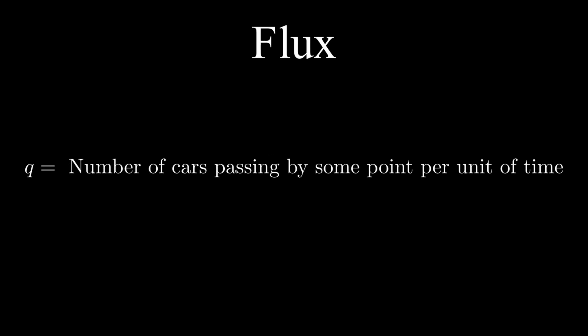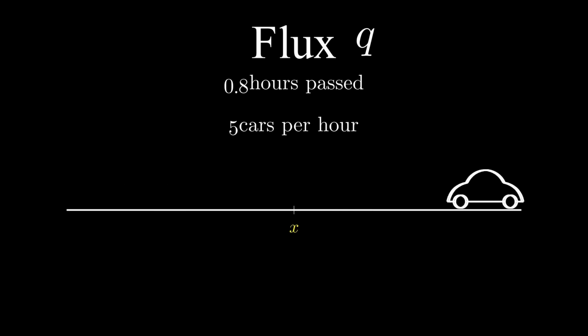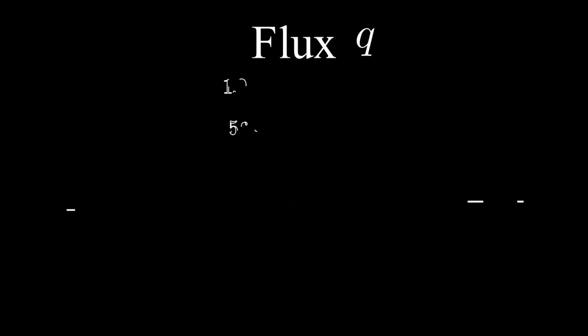A more fundamental quantity than the traffic velocity is the traffic flow, or the flux, denoted by q. The flux is defined to be the number of vehicles crossing a certain position x on the road per unit time. So for example, if we take the time unit to be 1 hour, then the flux at some point x is the number of cars crossing x per hour. Of course, this is taken in an average sense.